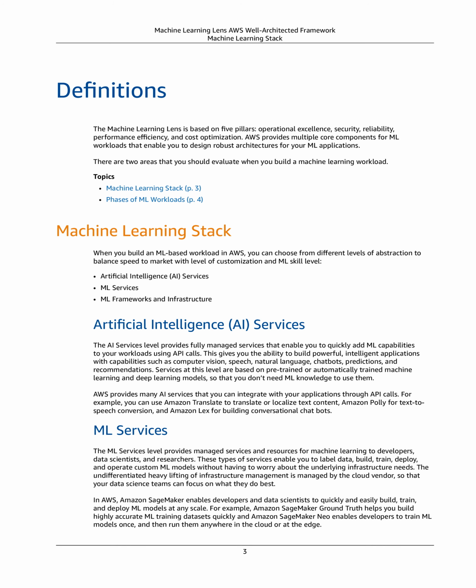In AWS, Amazon SageMaker enables developers and data scientists to quickly and easily build, train, and deploy ML models at any scale. For example, Amazon SageMaker Ground Truth helps you build highly accurate ML training datasets quickly, and Amazon SageMaker Neo enables developers to train ML models once, and then run them anywhere in the cloud or at the edge.